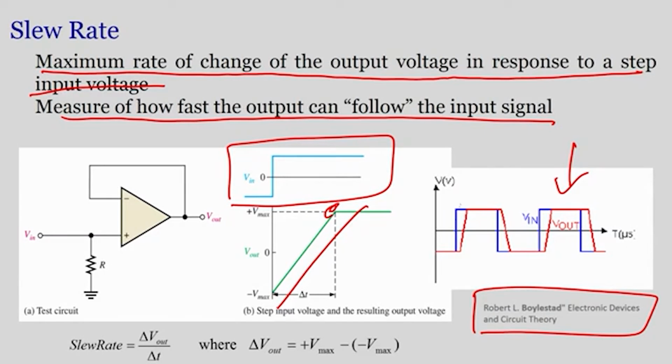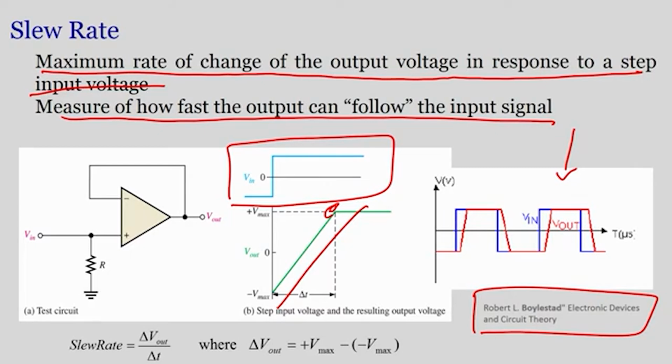The graph is very easy. There is an input voltage shown in blue color and the output voltage is shown in red color. Everything is red because my pen is red, so just not to confuse you, in this graph there is a blue and a red signal. How fast your output, the red, follows your blue, that is your slew rate. Very easy to understand, is it not?